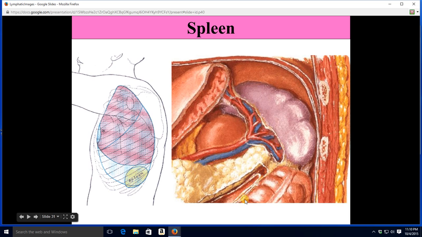Notice that we see a little bit of large intestine, a little bit of pancreas, a little bit of kidney, all that good stuff. And then we see some ribs, see diaphragm, lots of good stuff.